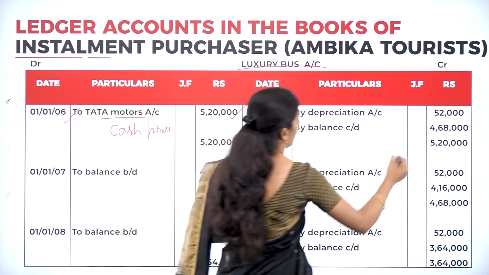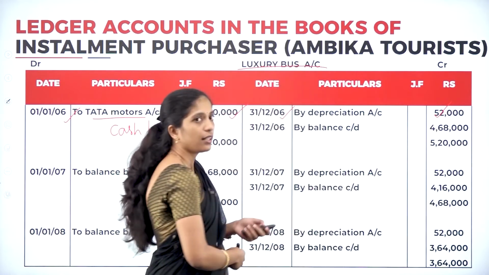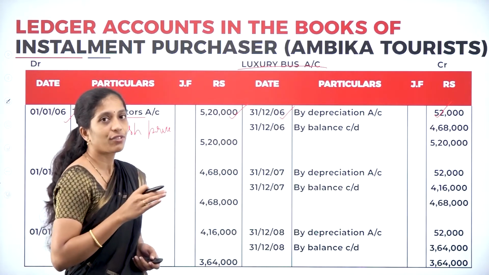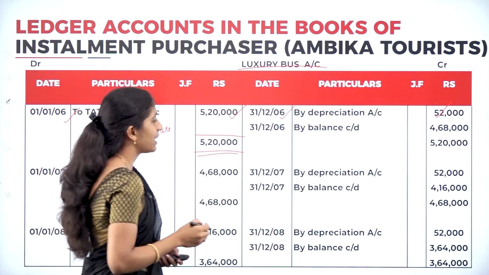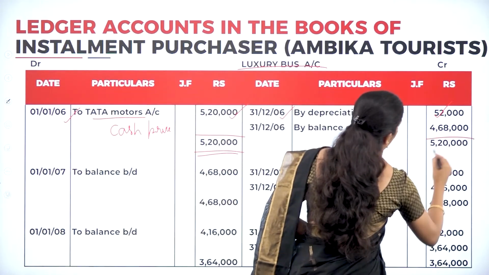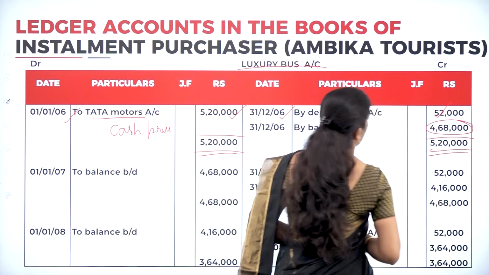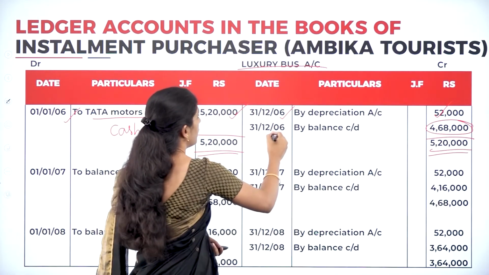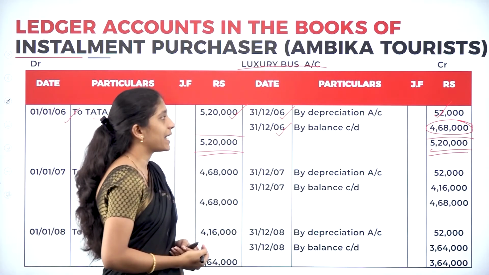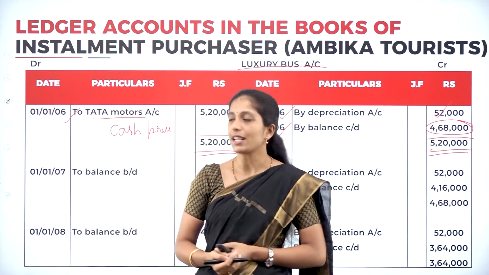So depreciation, how much? 52,000. Now balance both the sides, and the balancing figure has to be carried down. So 5,20,000 in the debit side, whereas in the credit side, how much will you get? You'll get a balancing figure of 4,68,000, which you have to carry down. 31/12/06, by balance carried down 4,68,000.